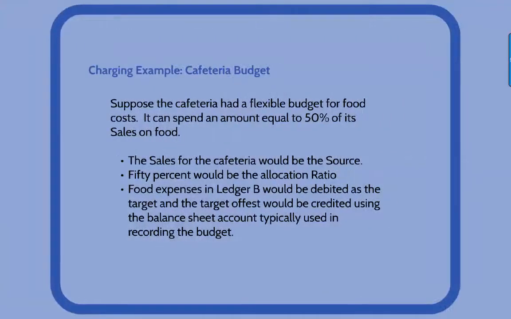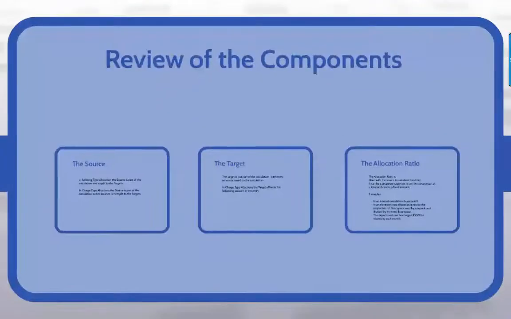Okay, another one, cafeteria budget. The source is the sales of the cafeteria, and we decide that it's going to be 50%, and we want to revise the budget so it is 50% of its sales figure, and so 50% would be the allocation ratio. Food expenses in ledger B would be debited as the target, and the target offset would be credited using the entry that we normally use to record a budget. So the target defines both the debits and the credits.